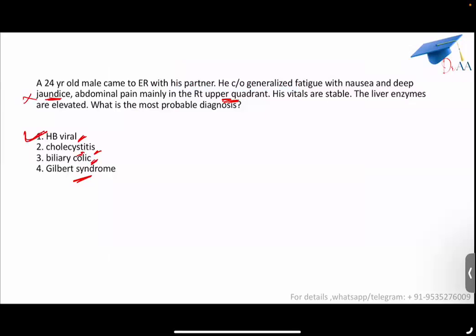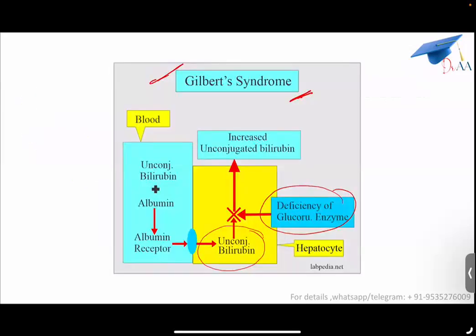Cholecystitis, because jaundice is there, we have ruled out. Because fever and jaundice are there, biliary colic is ruled out. Gilbert is a congenital abnormality. This is an acute setting. So hepatitis is the most likely answer here.